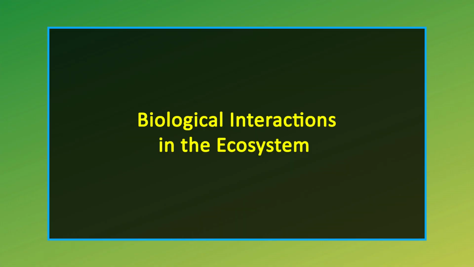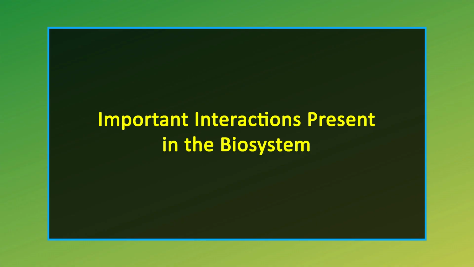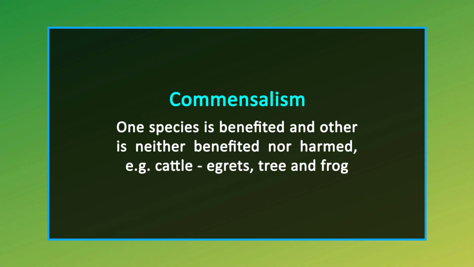Dear students, there are many biological interactions in the ecosystem. In an ecosystem, all the organisms interact with each other for various needs or benefits, such as food, support, nutrients, etc. Some interactions benefit all the organisms interacting, and in some only one fulfills its need. Few important interactions present in the biosystem. For example, commensalism. One species is benefited and the other is neither benefited nor harmed. For example, cattle egrets, or tree and frog.